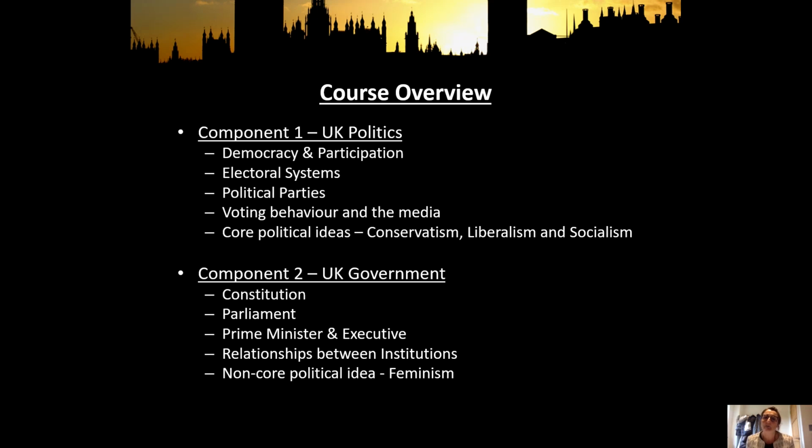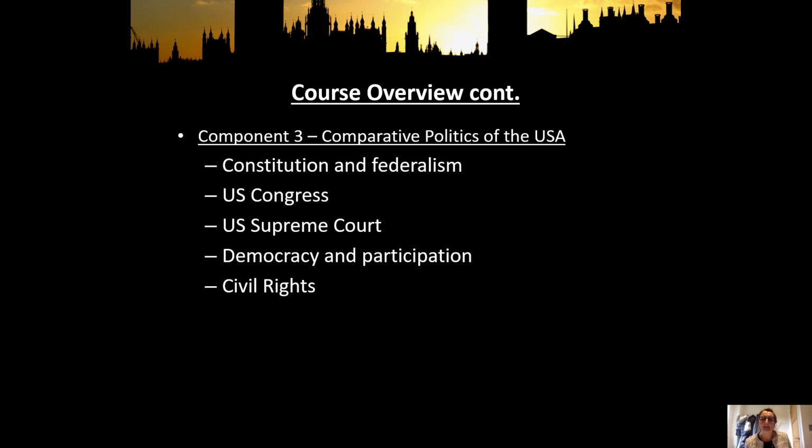Component 2, which is about UK government, we study in the spring term of Year 12. Again, there are 4 subtopics to that: constitution, parliament, prime minister and executive, and relationships between institutions. There is 1 non-core political ideology for Component 2, and that is feminism. The final component is Component 3, comparative politics of the USA, and we study that in Year 13. Some of the different parts of that will be constitution and federalism, studying US Congress and the US Supreme Court, democracy and participation, and civil rights.